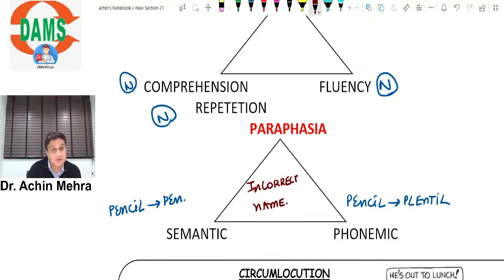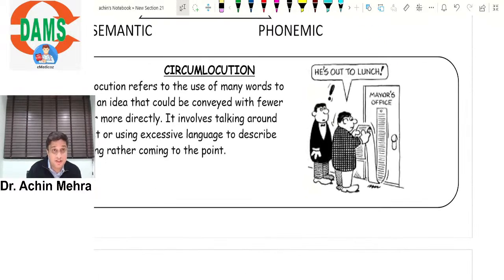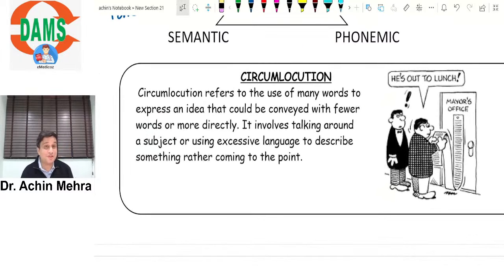And then finally the patient goes into a phase of circumlocution. I found this interesting cartoon on the net describing circumlocution. Like someone went to the mayor's office and it was locked. He's out for lunch. He read everything and at the end he read that he's out for lunch. So circumlocution refers to the use of many words to express an idea, which could be converted to a few simple words and said more directly. It's like beating around the bush.